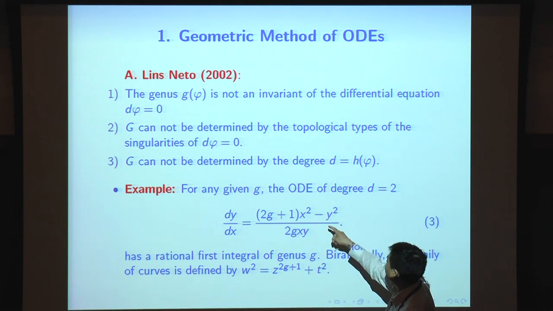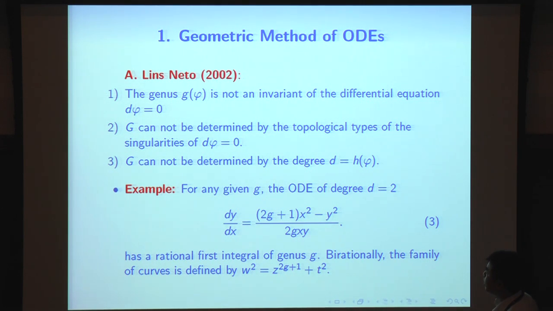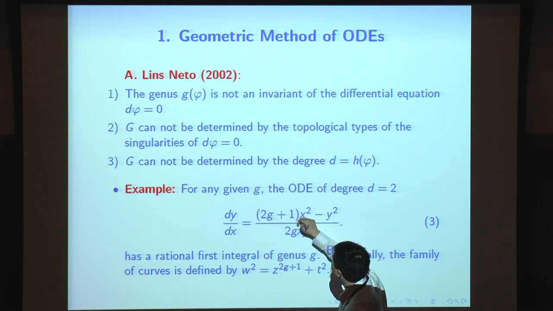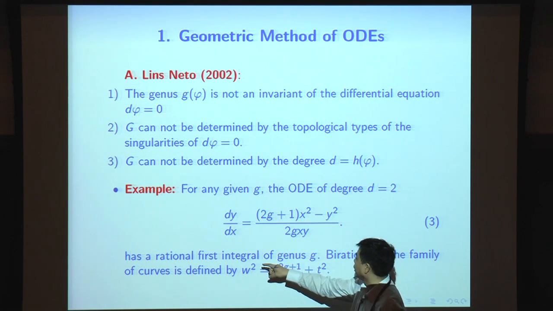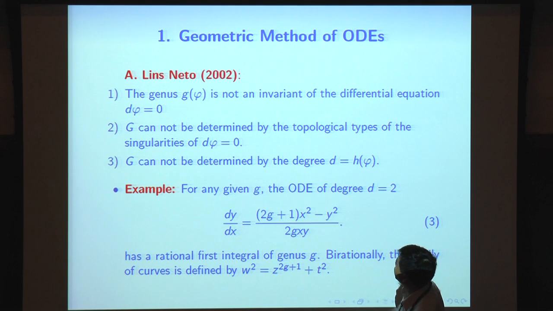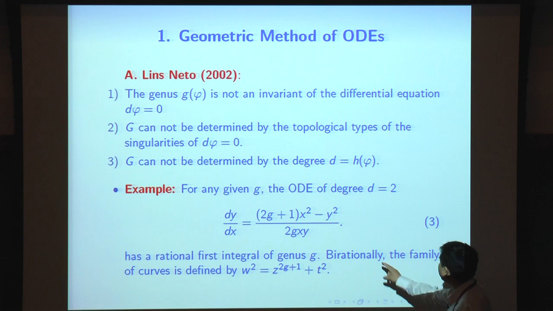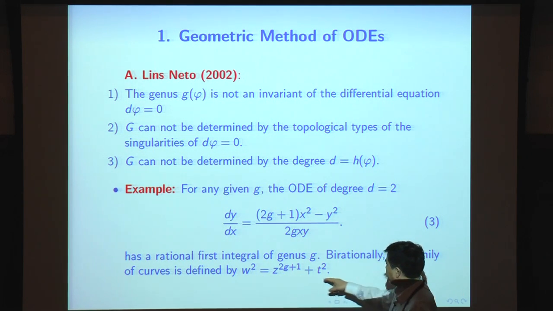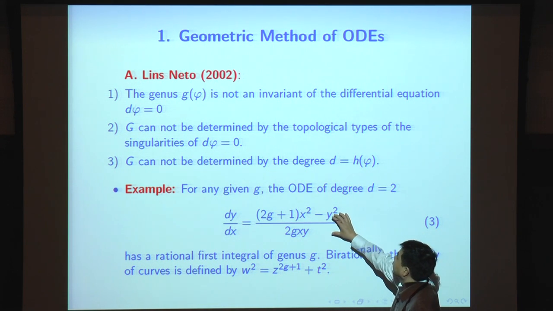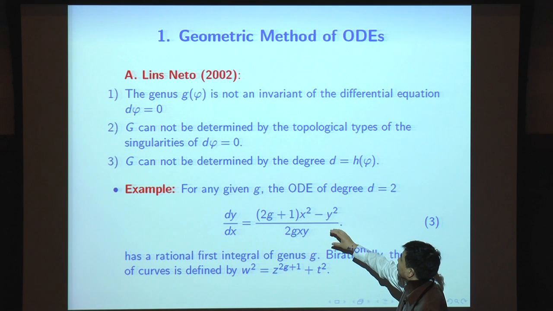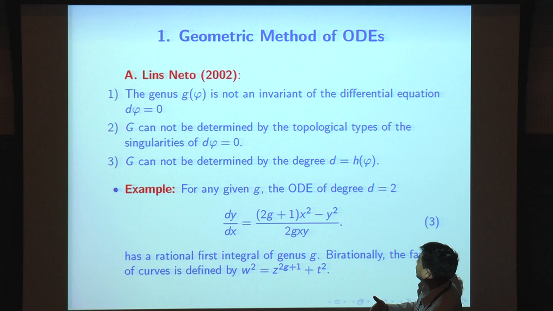So we can consider this ODE. This ODE can be solved, so you can check which one is algebraic, which one is not. Actually, if the coefficient here is 2g plus 1, here is 2g, then this is algebraically integrable. The rational first integral is a family of curves of genus G. Birationally, the family of curves is defined by this hyperelliptic equation, because the ODE can be solved. You can check this result. So the degree is only 2 for the equation, and the singularity is very simple because there are some intersection points of lines. Here are 2 lines, here are 2 lines. So the singularity is very simple.